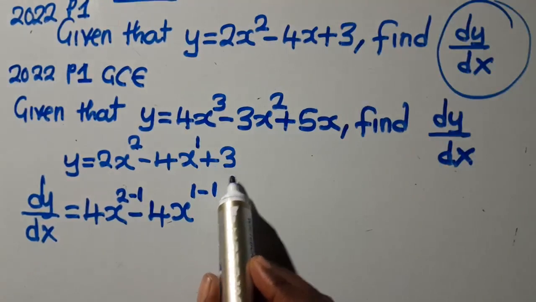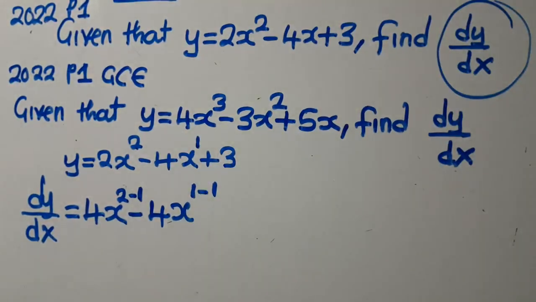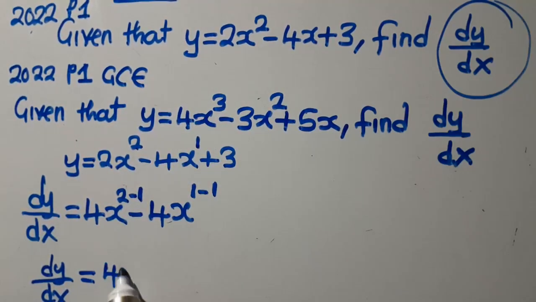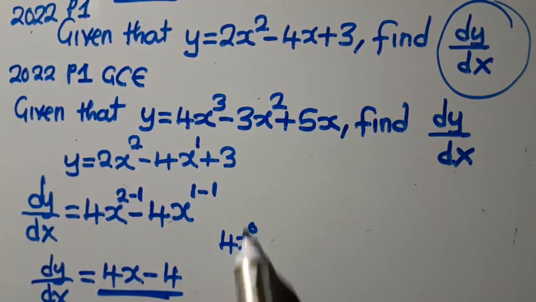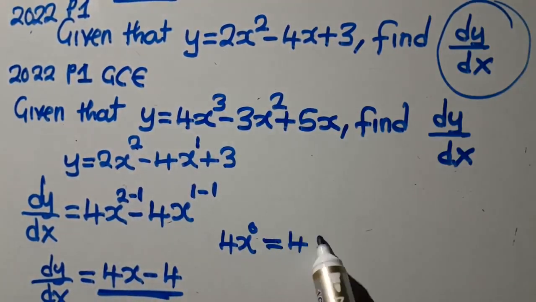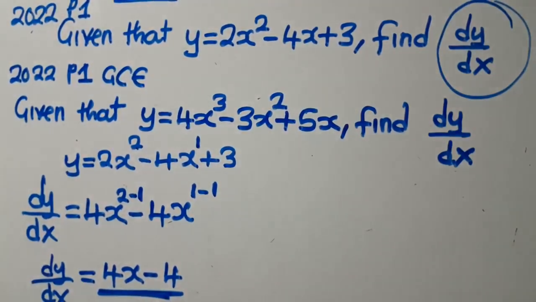Then under differentiation, you cannot differentiate a constant number, so you just leave it like that. Finally, your answer is dy dx is equal to 4x minus 4. This part here will be 4x power 0. You know that anything to the power 0 is 1. So this is the same as 4 times 1, which is just 4, that 4 that I wrote there. This is what you need to understand.